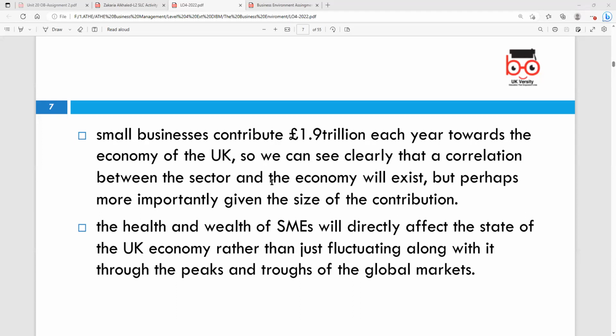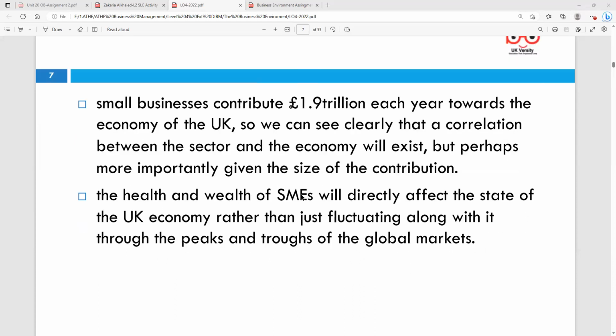So that you can see a correlation between this type of sector generating a lot of money to the economy. So you can see the correlation between a sector and the economy, how much it will generate. This tells you about the health and wealth of the small businesses. It affects the government directly because they want to plan, they want to make sure that they sustain this type of growth. And there are benefits of this because it gives a lot of contribution to the economy.